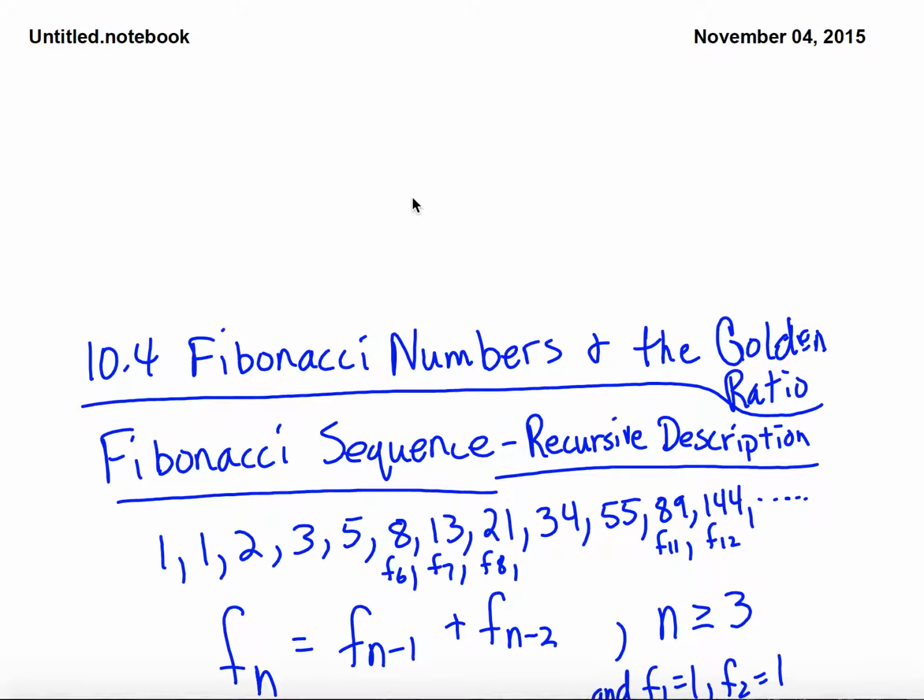Fibonacci numbers were created, well, sort of created by a man by the name of Leonardo of Pisa. He's also known as Fibonacci, and he's been around for a while. If you've ever read The Da Vinci Code, a book and a movie that came out recently, Fibonacci numbers showed up in that discussion. So Fibonacci numbers have been around for a while.